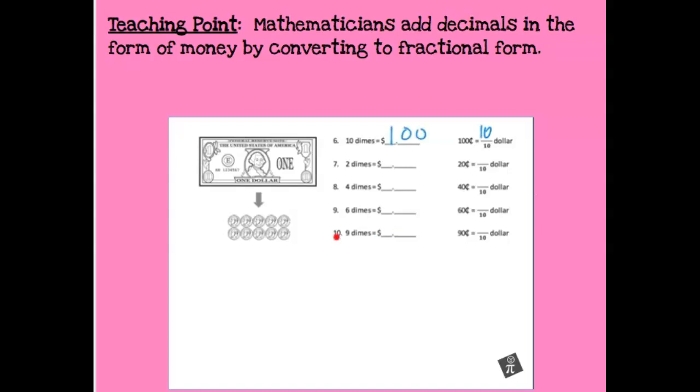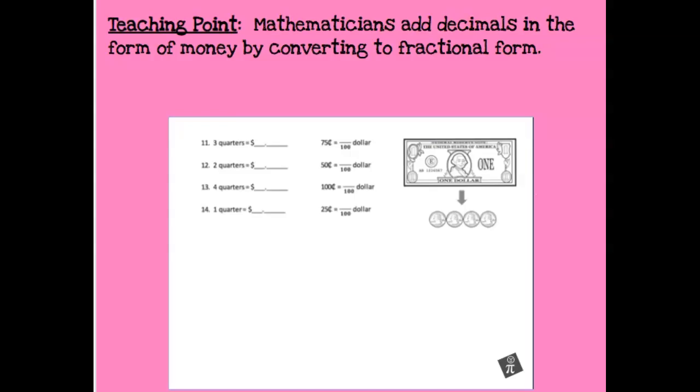And then if we want to, we could go down here to 9 dimes. So what's 9 dimes? Well, that's 90 cents. And that 9 dimes is 9 out of 10 of these dimes over here. And that equals $0.90. And once again, that leading 0 is not necessary, but we include it customarily to say, hey, we have $0.90.